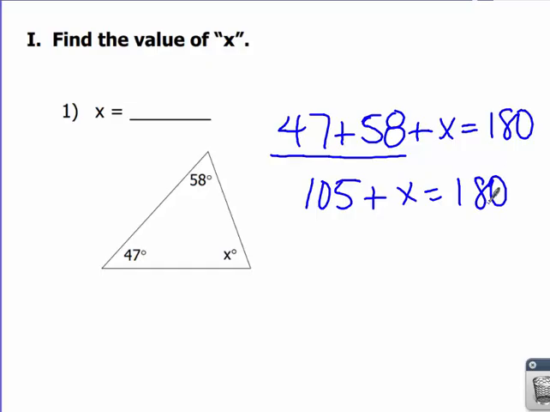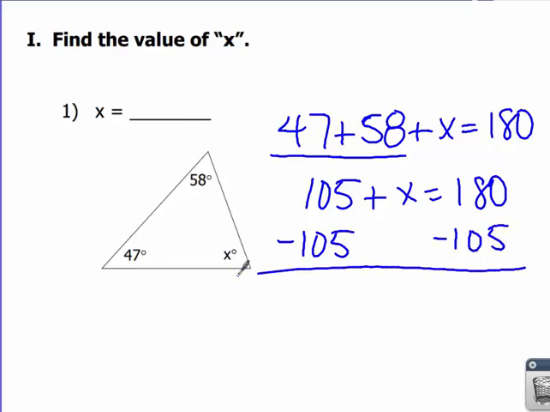So I need to get rid of this 105. I've got a plus 105, so we're going to add its opposite. We're going to add a negative 105 to it, which means I have to add a negative 105 to the other side as well. And we find out that those 105s cancel. x is equal to 75. So the value of x in this particular triangle is 75 degrees. So if I were to add 47, 58, and 75 together, I would get 180 degrees.